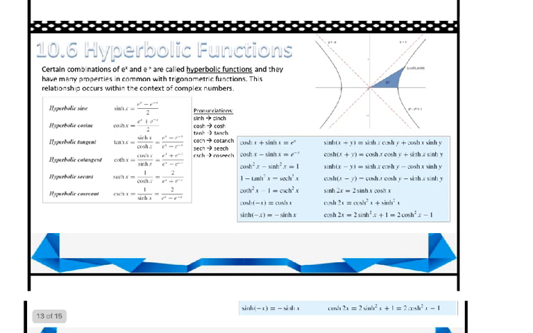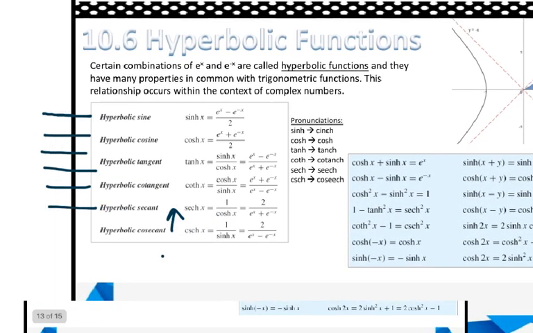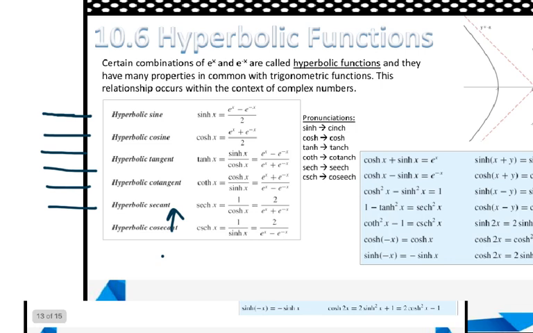If you'll look, the properties for our hyperbolic sine, cosine, tangent, cotangent, secant, and cosecant are all exponential based. Notice, let me bring that up a little bit. Okay, so they have e to the x minus e to the negative x over 2. That would be the one for the hyperbolic sine.